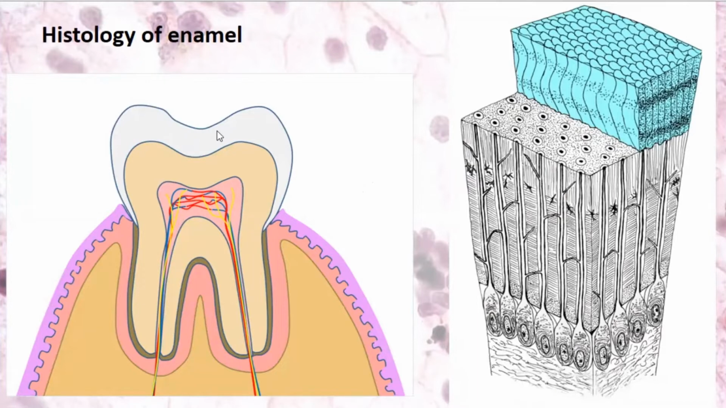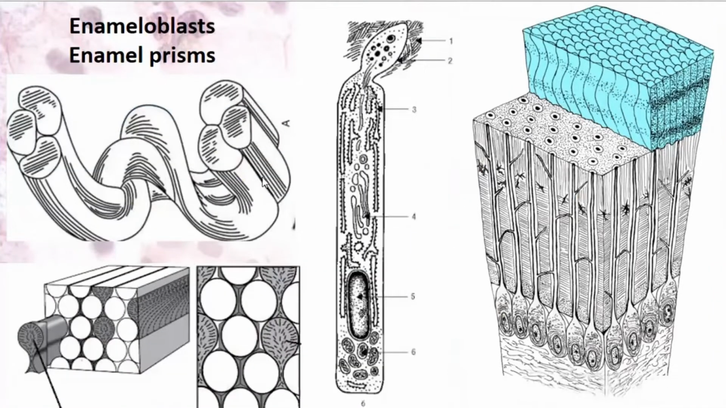So what is the structure of enamel? The structural and functional unit of enamel is the enamel prism. Here we can see numerous enamel prisms which are attached to each other. Here we can see enamel prisms, and here we can see their shape. They have an S-like shape, and they are very closely attached to each other. And each enamel prism is produced by an individual cell, which is called an enameloblast.